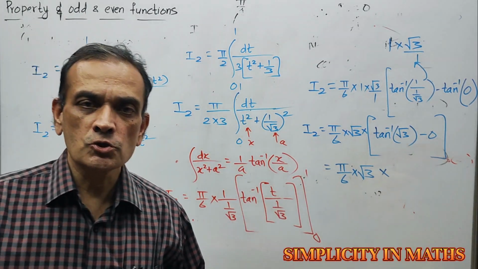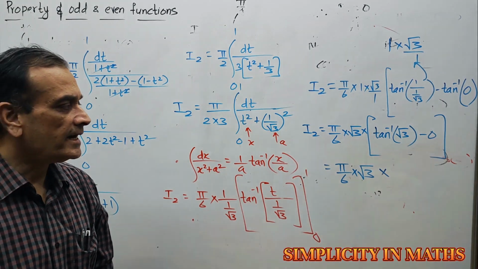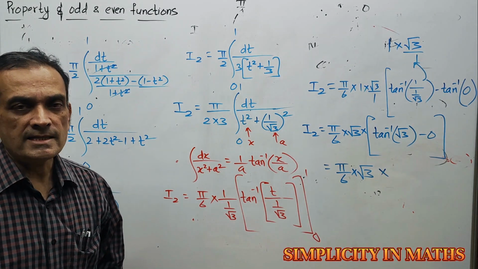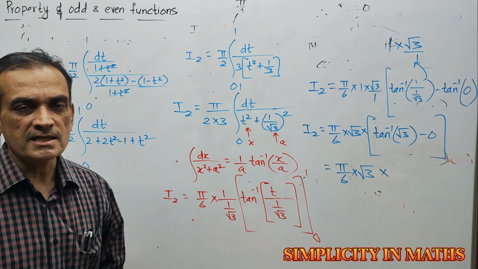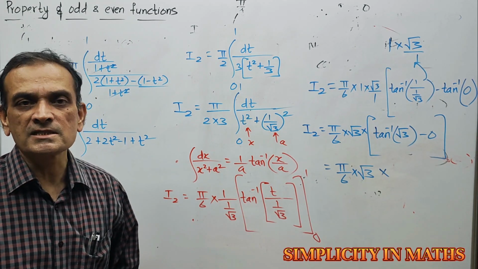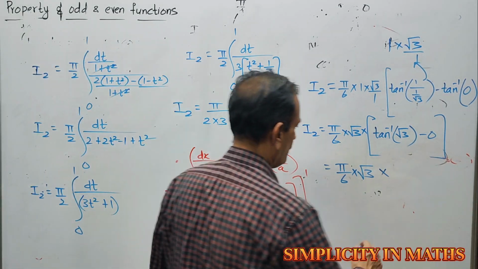Tan inverse root 3, think how much it is. Tan inverse of tan of which angle is root 3? tan 60 is root 3, right? tan 60 is root 3 means tan inverse root 3 will be equal to 60 degrees. What is 60 degrees? pi by 3.